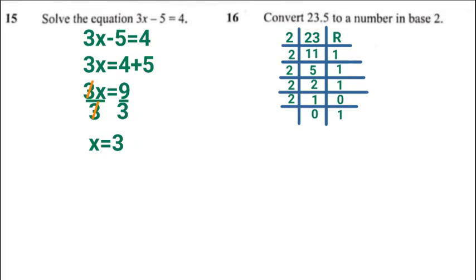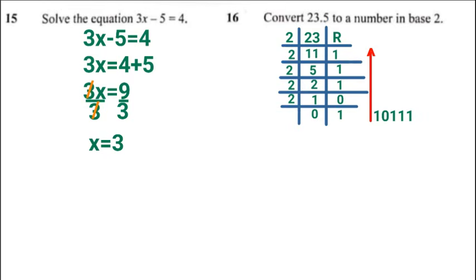Now I'm going to copy the answer. Remember, when you're writing the answer, you start from the last remainder to the first remainder. So I'm going to write the 1 down here, then 0, then 111 at the end. Okay, so that is the answer I've gotten. That is 23 in base 2.